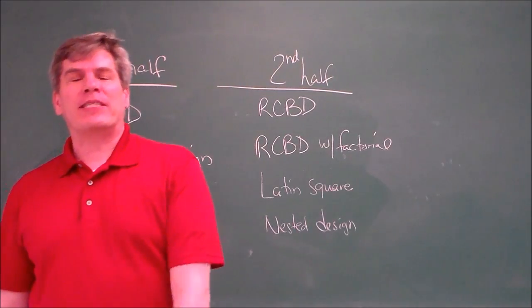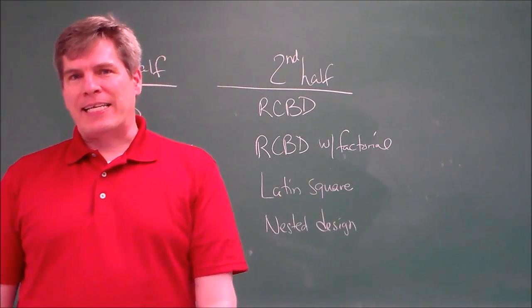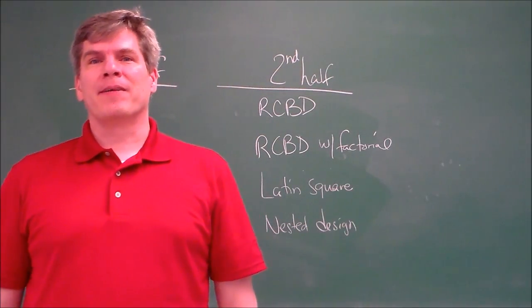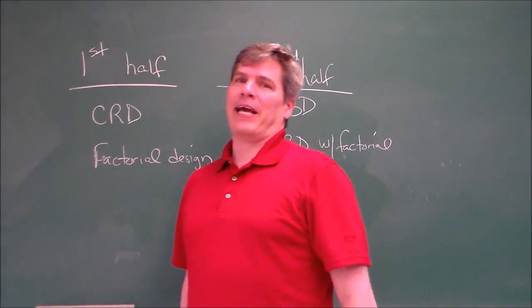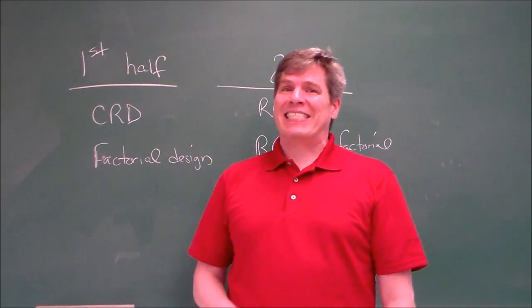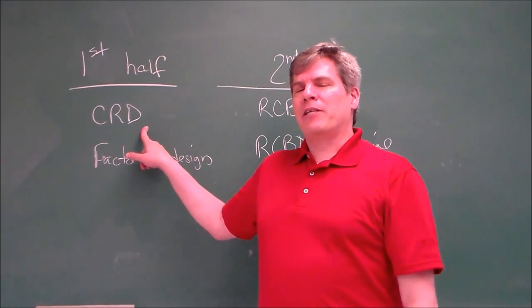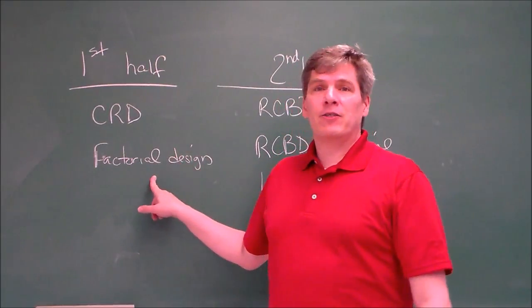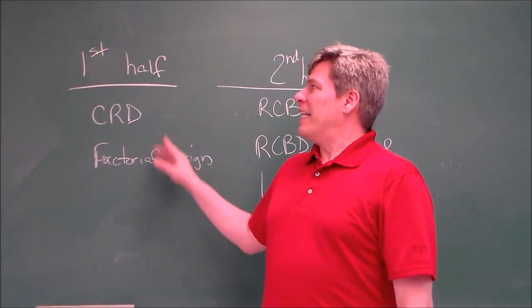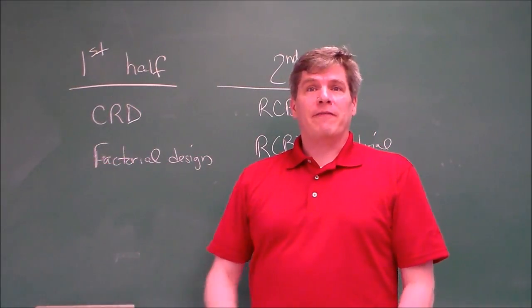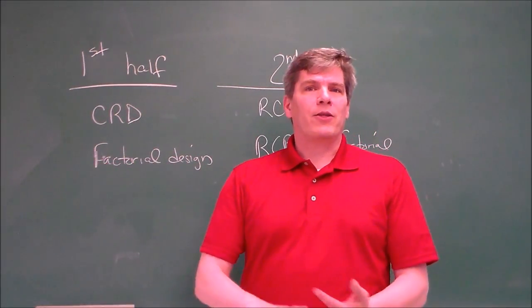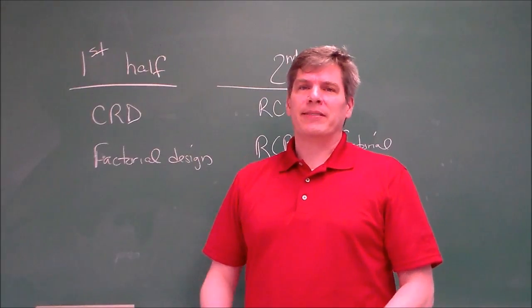Back to Stat 5023. This is the second half of the course. I'm going to introduce it here. Now, look at what we did in the first half. In terms of experimental design, we covered the completely randomized design, and we covered the factorial design. In addition to the designs, we looked at just fixed effects, one-way, two-way, and three-way analysis of variance, the assumptions, etc.